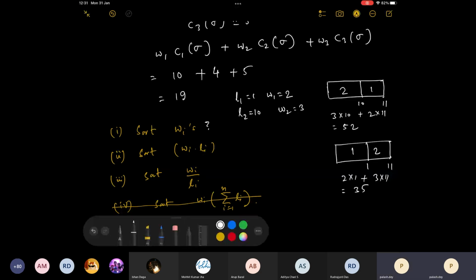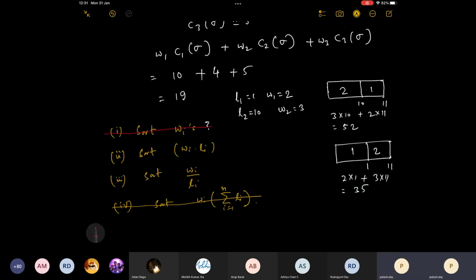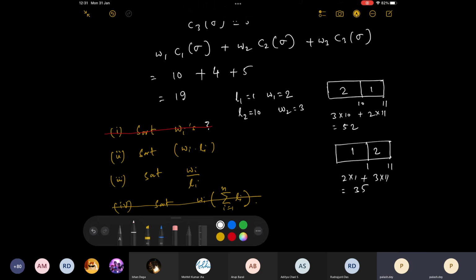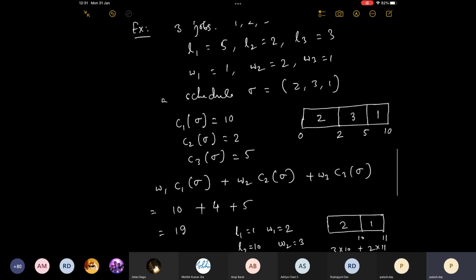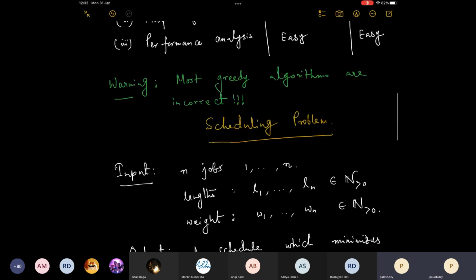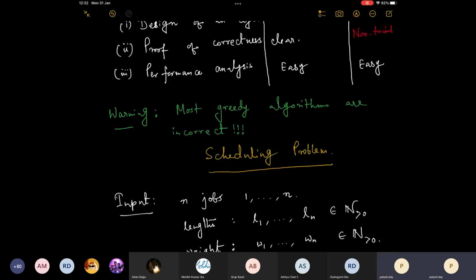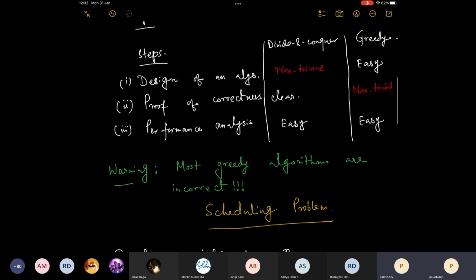Is everyone clear that the first approach is not correct? Yes, sir. Now, this is what I mean by this warning. Most greedy algorithms are incorrect. And especially greedy algorithms, intuitively it looks correct. And especially if it is your own greedy algorithm, it will be very easy for you to prove that it is correct. And that's what I mean by proof of correctness is non-trivial.